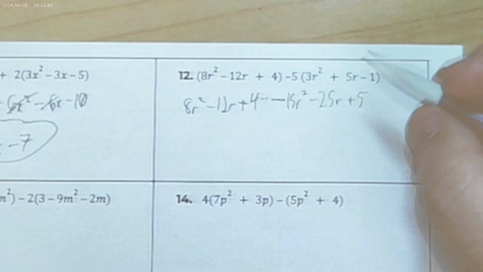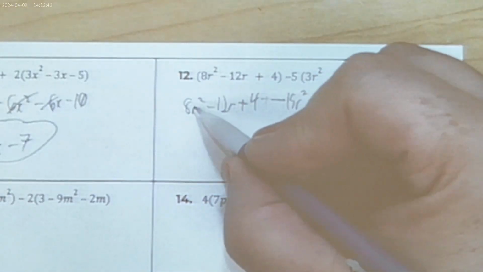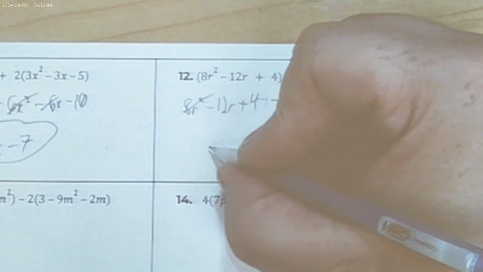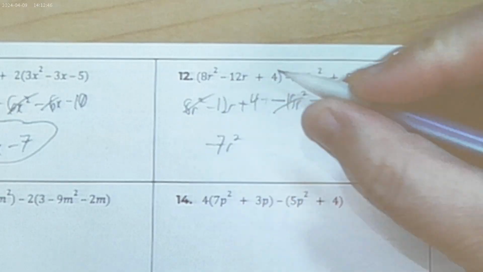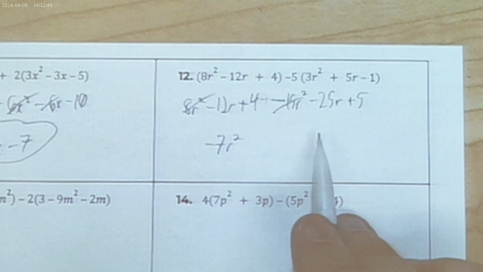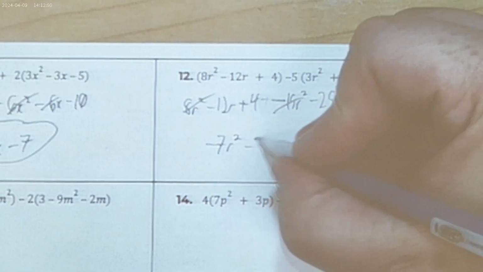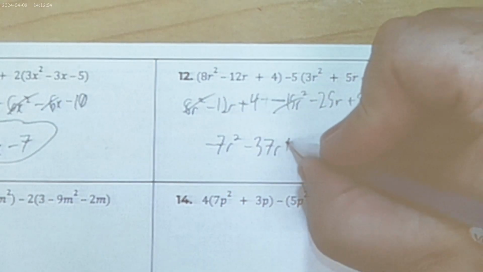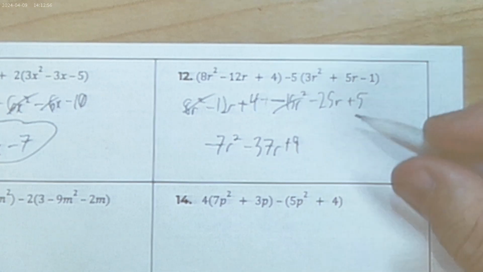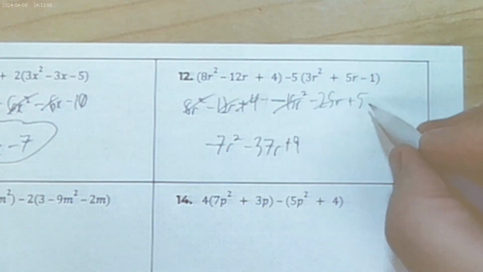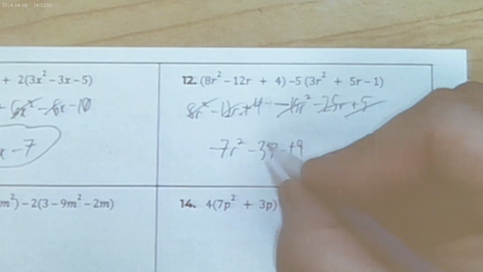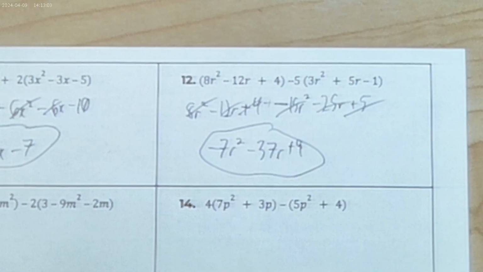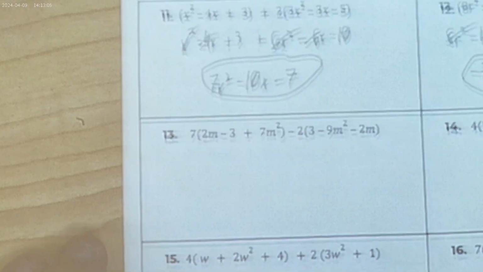But all right, let's see. I've got 8 minus 15r squared, so that's negative 7r squared. Now I've got 12r minus 25r, that's minus 37r. And then 4 plus 5, well, that's plus 9. I'm glad I got that one worked out. So yeah, there's the answer. Not gonna make that mistake again.